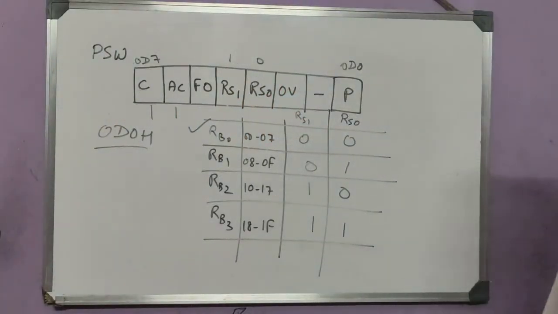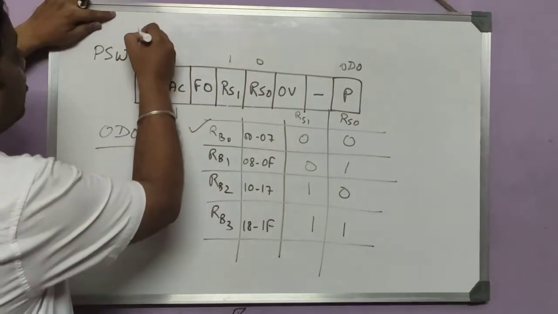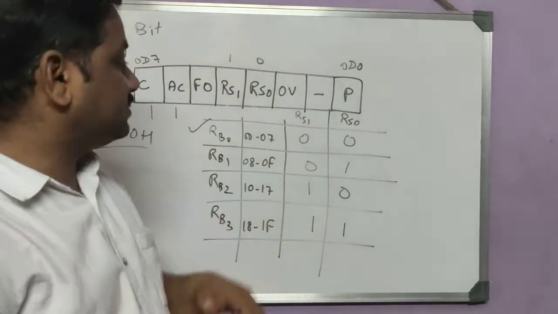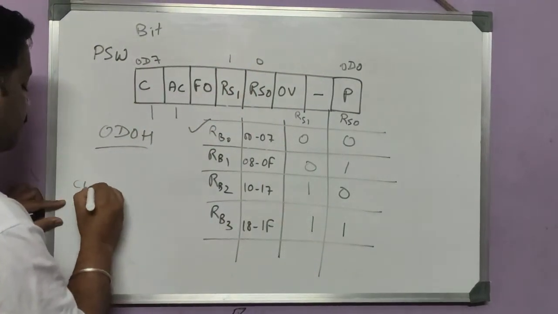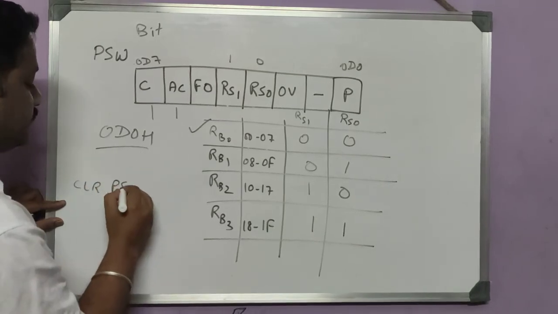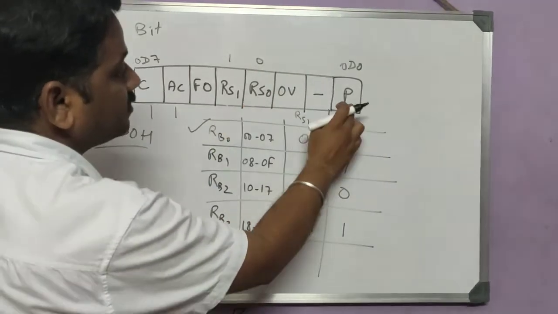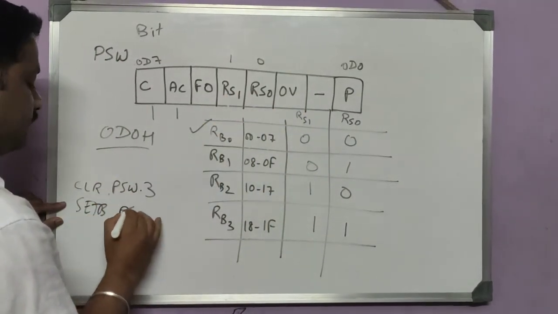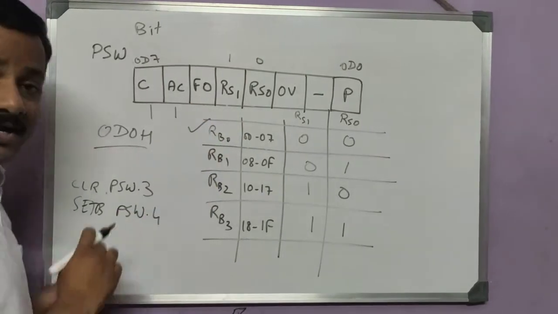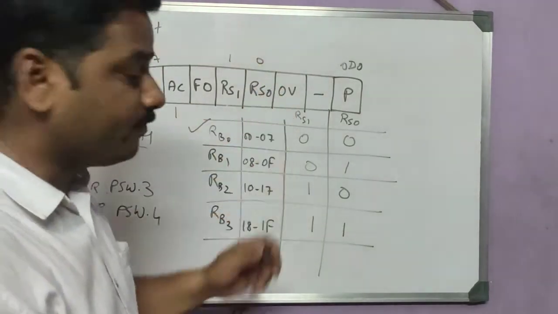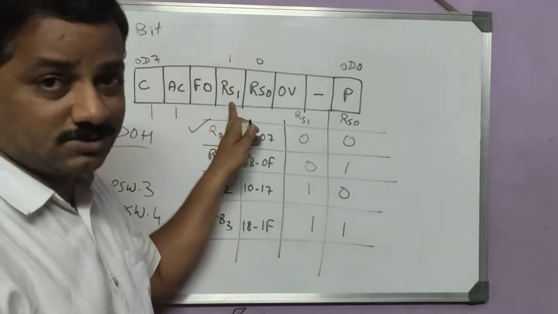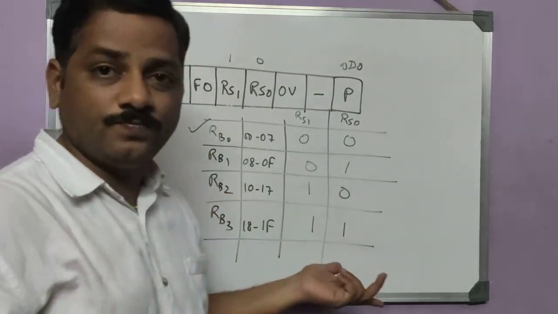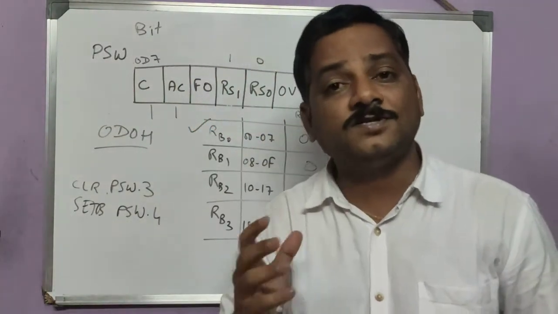And one thing you need to understand here, this PSW is also a bit addressable register, so I can just write an instruction like this: clear PSW dot 3, the third bit, and set bit PSW dot 4, the fourth bit. Here clear means 0, and I am setting the fourth bit of PSW. So 1 0. If I write 1 0 here, then that is going to select register bank 2. So this is how we can make a selection of register banks.